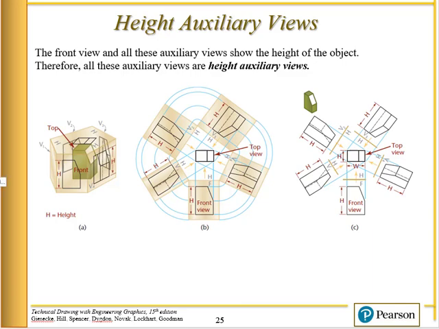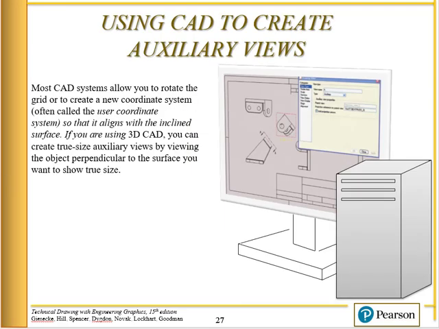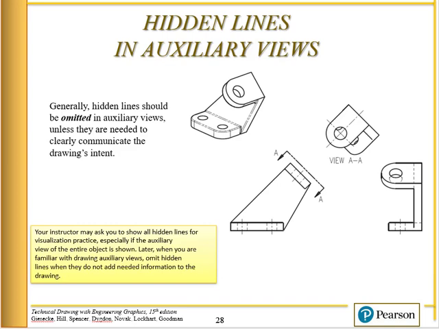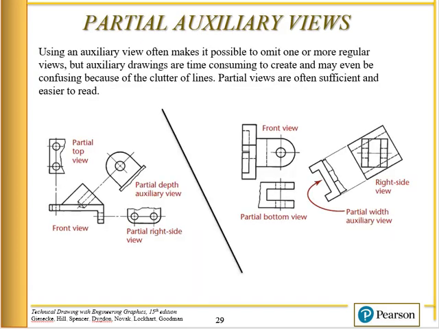Auxiliary views are generally pretty easy to do in CAD, especially if you're working in 3D. A little bit more difficult if you're working in 2D to generate this auxiliary view. Hidden lines, generally when you're in auxiliary view, you can omit the hidden lines unless they're really needed to show the drawing's intent. The other thing we can do is partial auxiliary views.